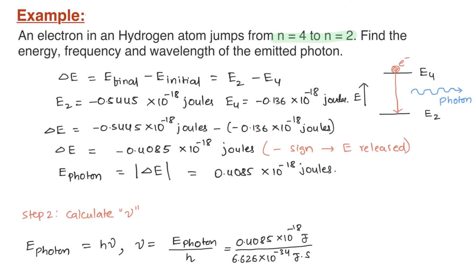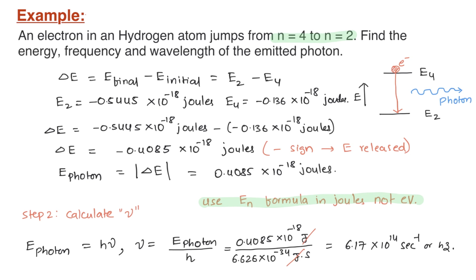Plugging in the values, we get 0.4085 times 10 to the minus 18 joules divided by 6.626 times 10 to the negative 34 joules second. Joules get cancelled, and the frequency of the photon calculated is equal to 6.17 times 10 to the 14 second inverse, or hertz. Keep in mind that since the units of Planck's constant are in joules second, we use energy values in joules instead of electron volts.